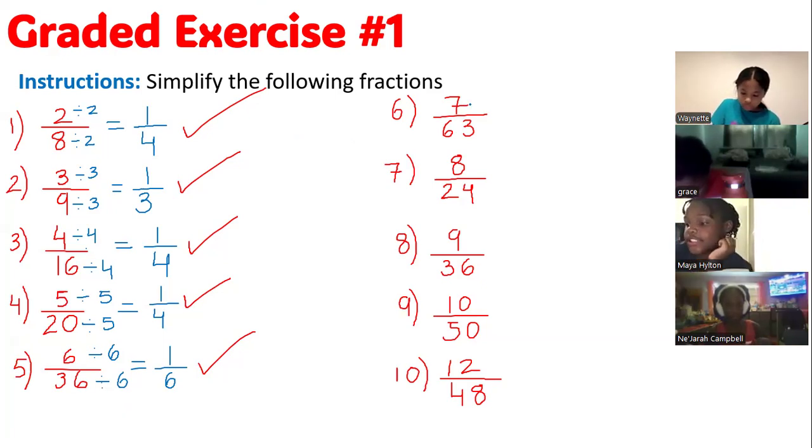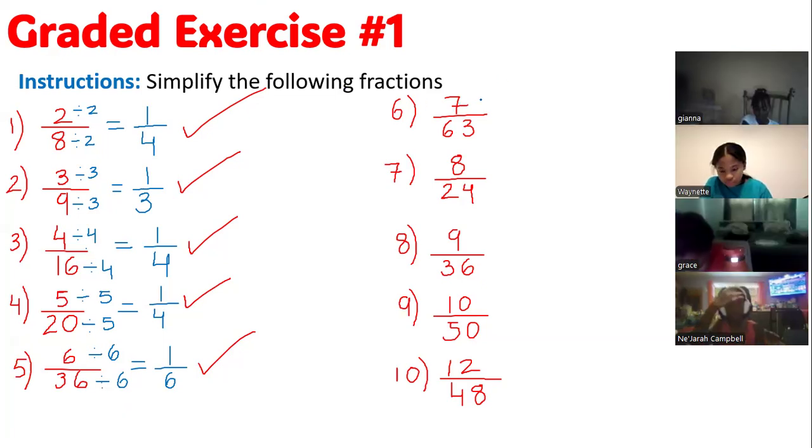Okay, so 7 over 63. I divided by 7. Okay. 7 divided by 7 is 1. And 63 divided by 7 is 9. So that would be 1/9. 1 over 9, very good.